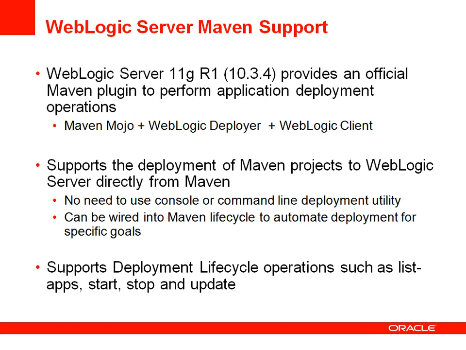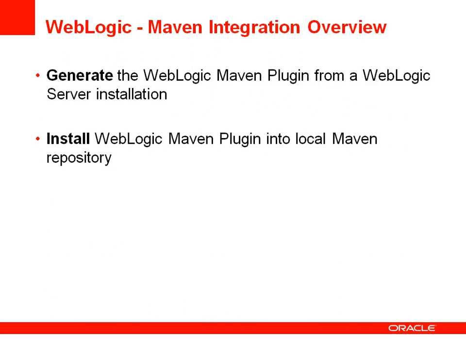In addition, you can tie it to the deploy phase of the default Maven lifecycle such that your artifacts are automatically deployed when you execute the Maven lifecycle. In addition to deploying, redeploying, and undeploying applications, you can also use the plugin to list the applications that are deployed and start, stop, and update applications that are already deployed. In order to use the WebLogic Maven plugin, you must generate and install the plugin using a WebLogic 10.3.4 or later distribution. Since WebLogic is a commercially licensed product, the plugin is not currently made available via a public Maven repository.